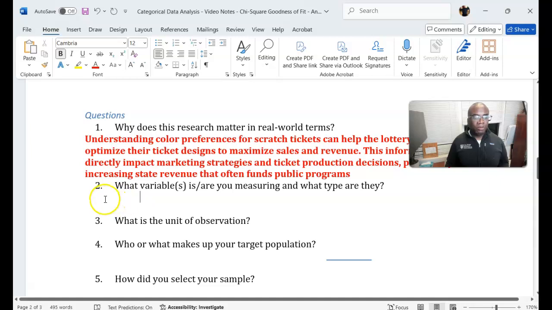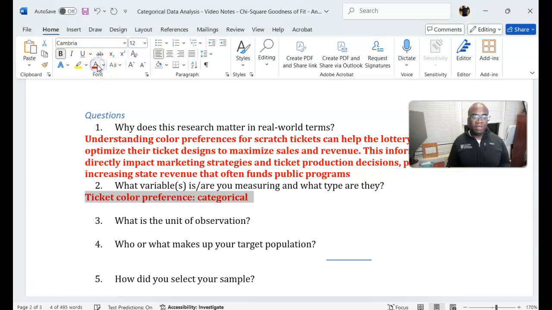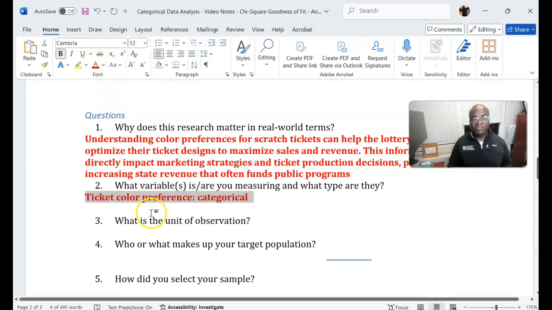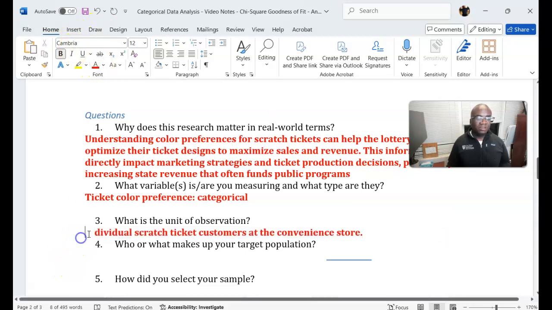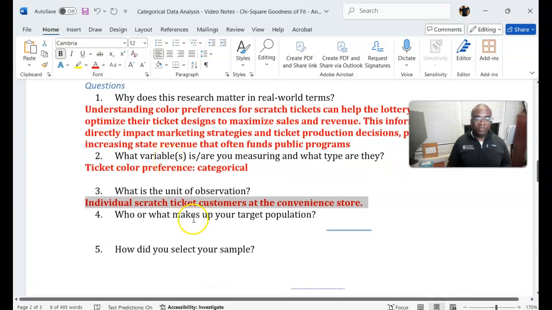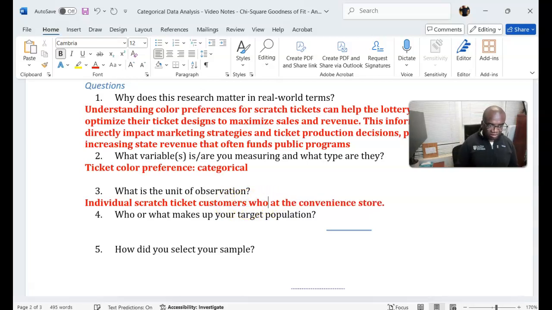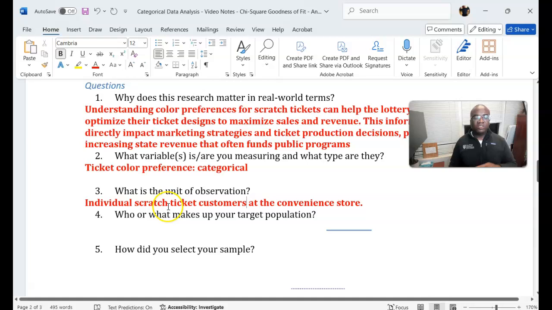All right. So in terms of the variable, we already said it's the color preference and that it's going to be categorical. Sorry, not of the customer. The type of color preference. My apologies. The observational unit is the customer who purchased the ticket. At a convenience store. Who purchased the ticket? That insinuates an individual scratch ticket customer at the convenience store.